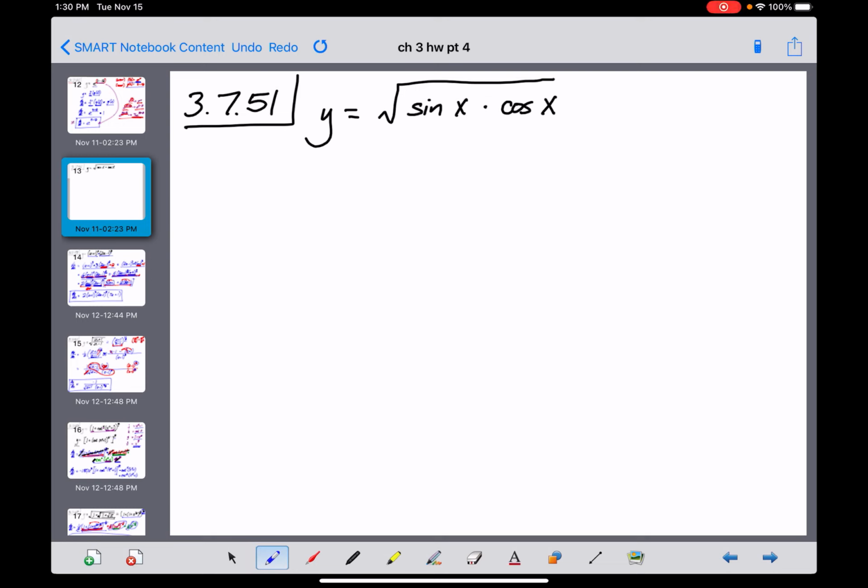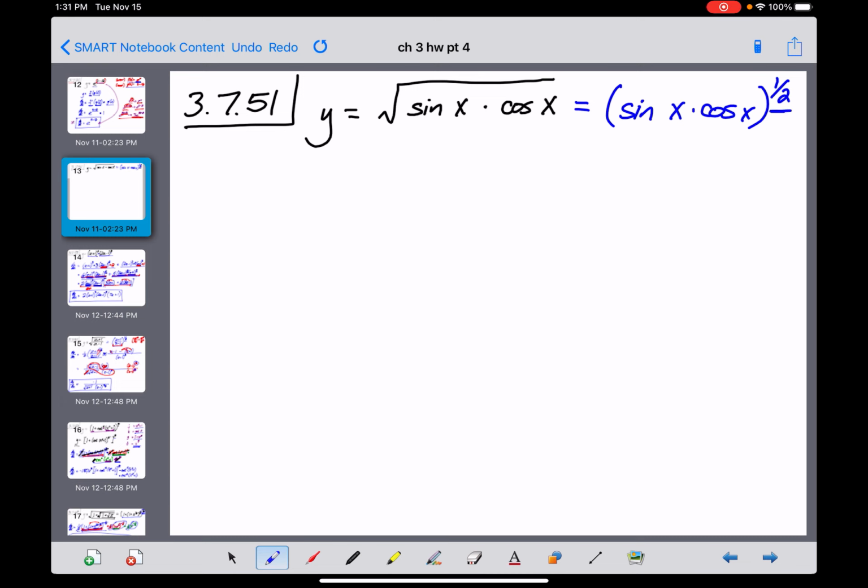Number 51 is a problem where we're asked to take the derivative of y equals the square root of some stuff inside. So I would definitely take the time to rewrite this as the radicand, which is sine of x multiplied by cosine of x, and instead of a square root, we're going to take all that to the 1/2 power. I think that's going to be much easier to differentiate now because we can ask ourselves, what is the last or the outermost thing being done here in this problem?